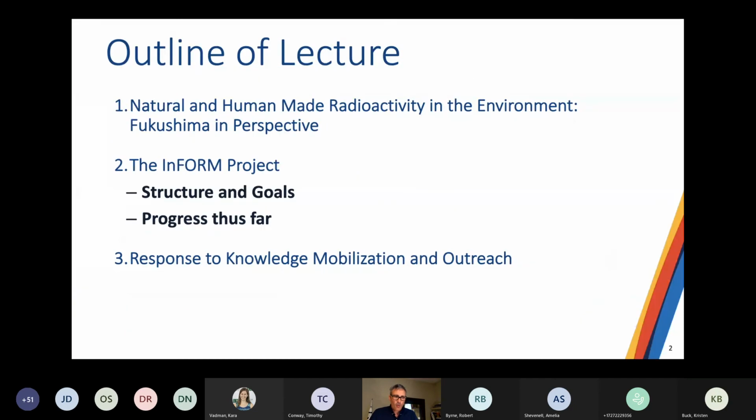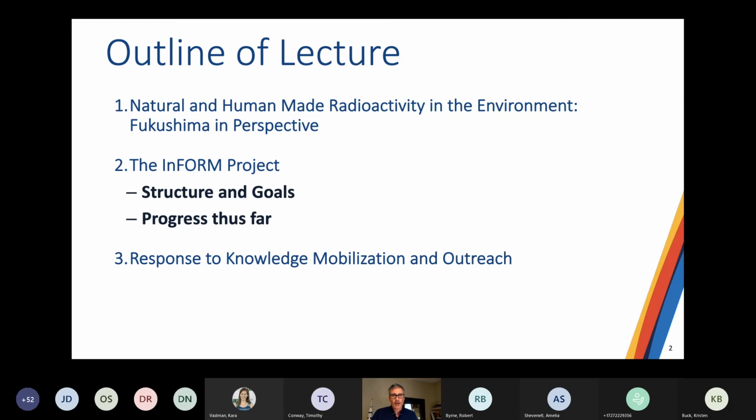So what we'll do today, briefly, is to put the releases from the triple meltdown at the Fukushima Daiichi nuclear power plant into perspective with respect to radioactive elements that are always present in the environment and have been with us since the planet formed, as well as human caused or human manufactured elements that wouldn't otherwise exist on the planet.